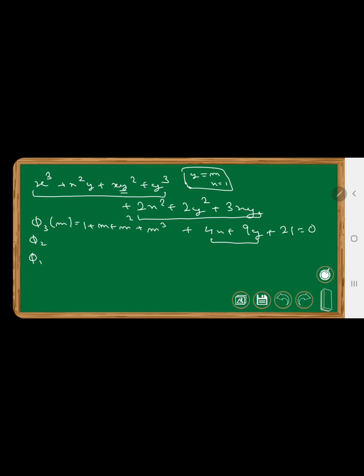This is the first equation. Phi 2 becomes 2 plus 2m square plus 3m, and phi 1 m becomes 4 plus 9m. Okay, up till this much is clear, I guess. Now you need to find the roots of the highest power function. Clear? So I'm writing this much.